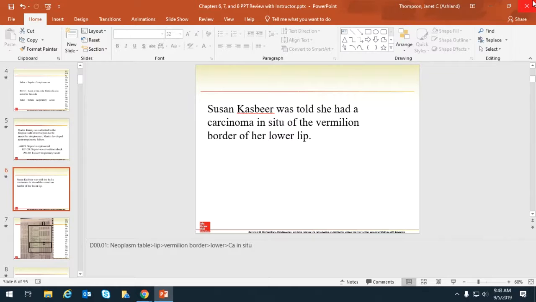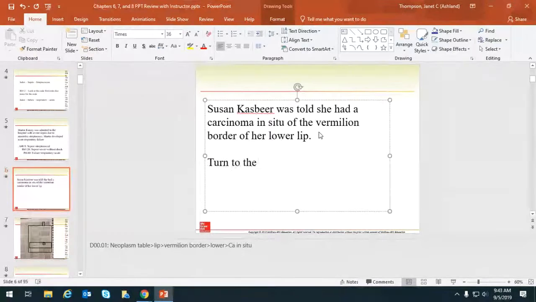All right, now we get a little bit of an easier one. I want you to get to your neoplasm table in your ICD-10 book. So, for those of you at home, go ahead and turn to the neoplasm table. And we're looking at Susan. She has a carcinoma in situ of the vermilion border of her lower lip. Very specific. And a carcinoma in situ means it looks like it has the capacity to have malignant changes.